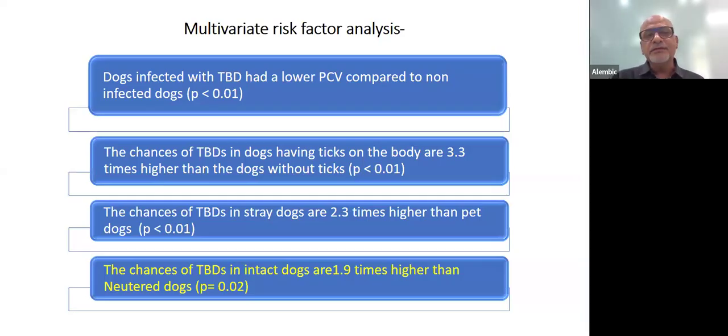Then the multivariate analysis revealed that the possibility of TVBD or CVBD is more in dogs having PCV less than normal, obviously, in dogs having ticks on the body, and in stray dogs. And the most important finding we noticed last time was that the chances of vector-borne diseases are more in intact animals as compared to neutered animals.